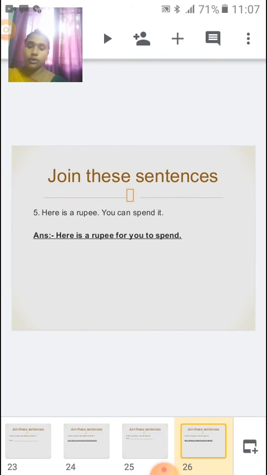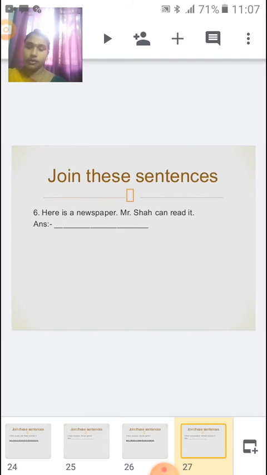So next I am going to give you a small activity so that you are going to do the remaining sentences as homework. Okay? The sixth question I will give you the answer, but there's a small activity which is yet to come, so that you are going to join these sentences to form a single sentence. Right, children? Sixth one. Here is a newspaper. Mr. Shah can read it.